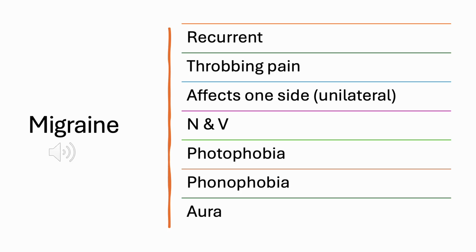When they get the final headache, it's a throbbing pain, usually affecting one side of the head. So the term for that is unilateral. However, in some cases it can be bilateral. It'll be accompanied by nausea and vomiting, photophobia, which means that light hurts their eyes, and phonophobia, which is an aversion to sounds. So those are the signs and symptoms.